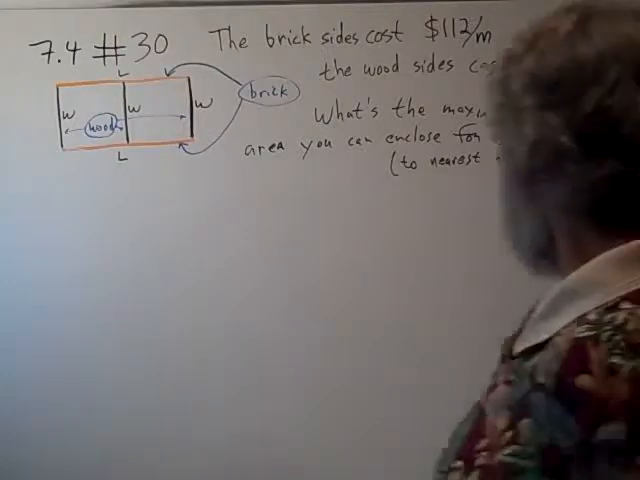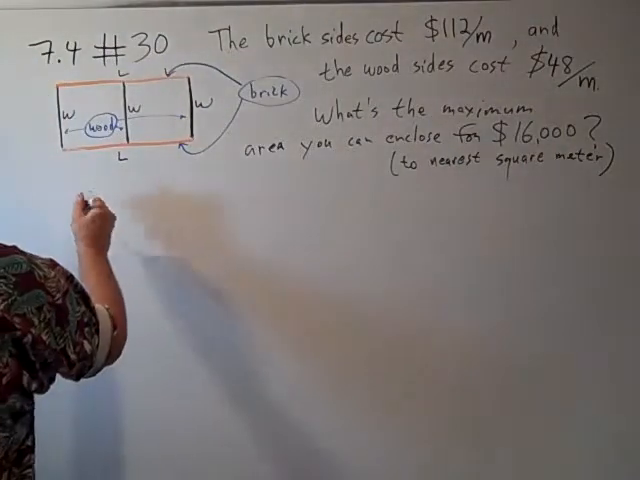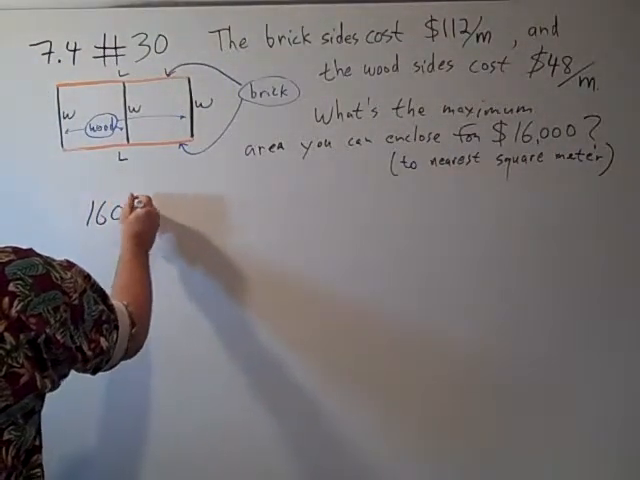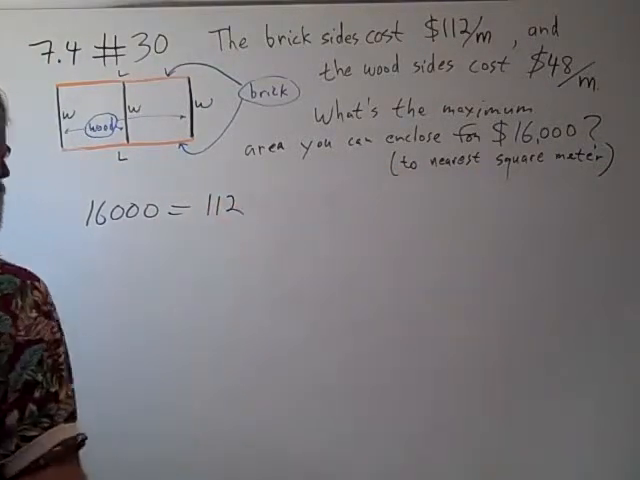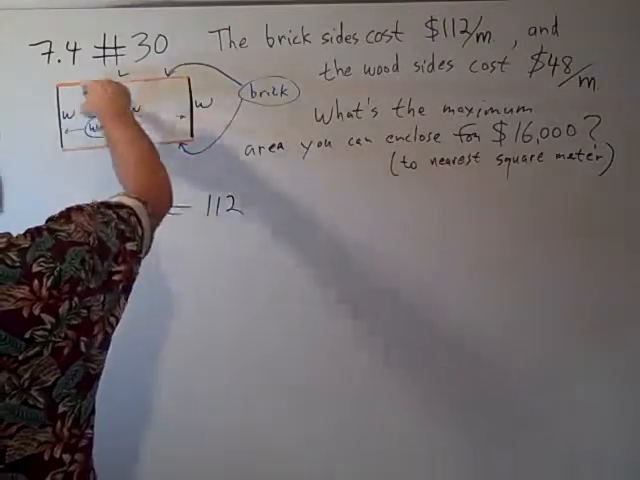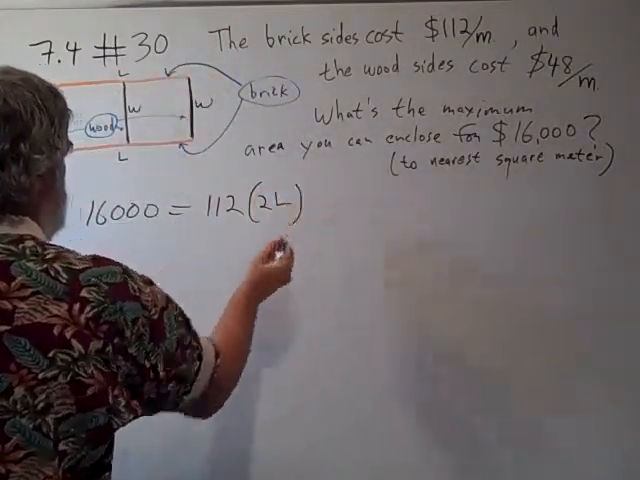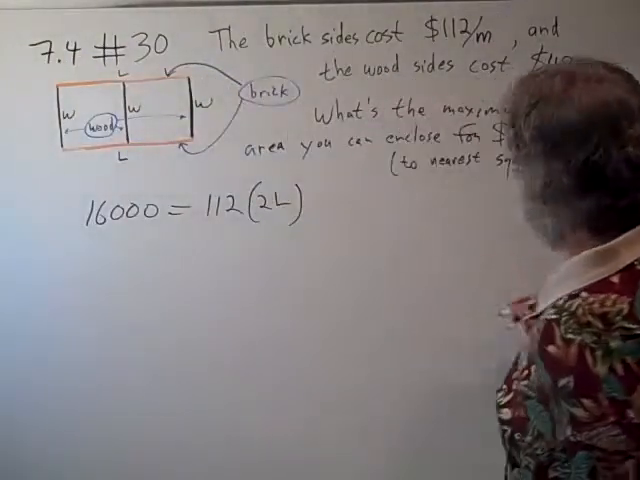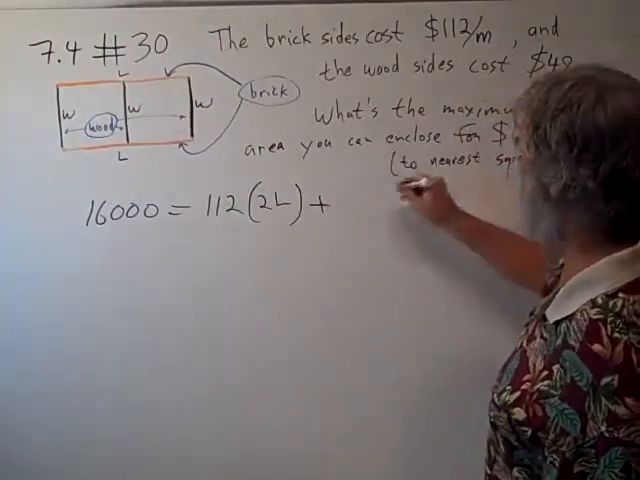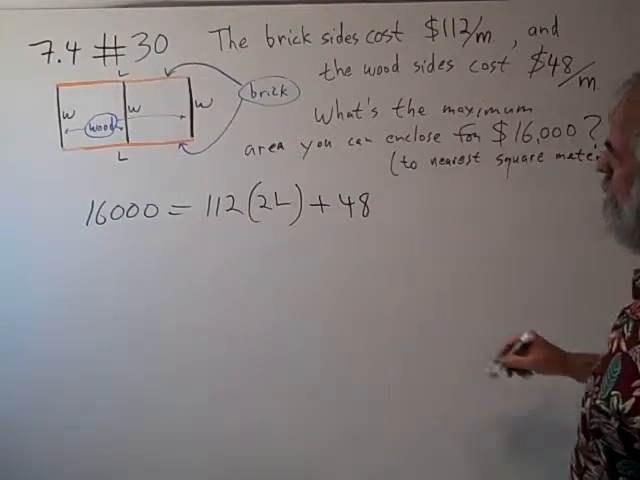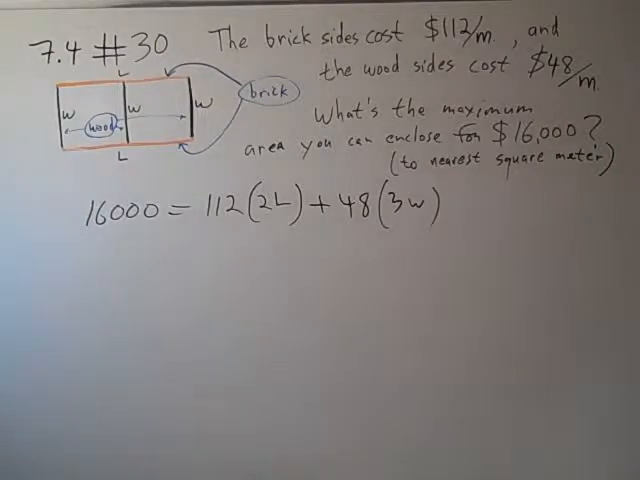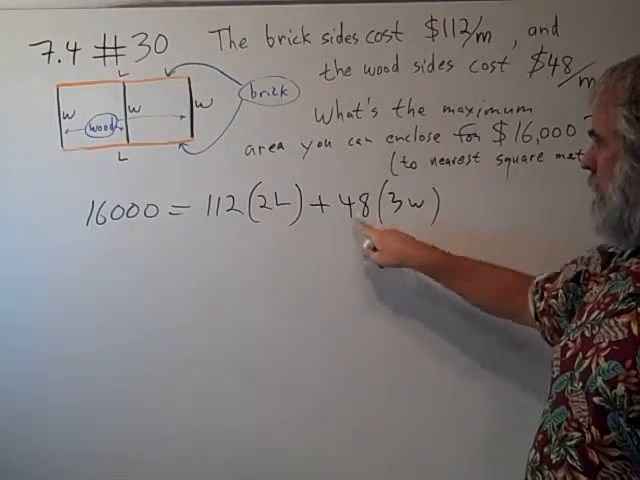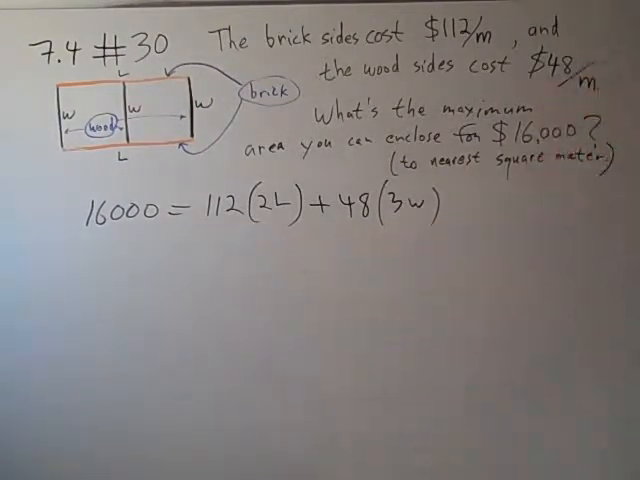Well, the total cost of this enclosure is going to be $16,000. And that's the cost of the brick sides, which are $112 per meter, and there's L plus L, or 2L meters of the brick wall. The cost of the wooden side is $48 per meter, and there's 3W meters of wooden wall. That's the cost of the wooden side, just as this is the cost of the brick side.